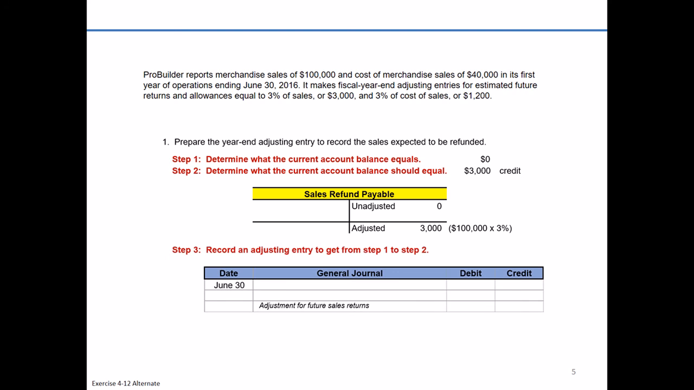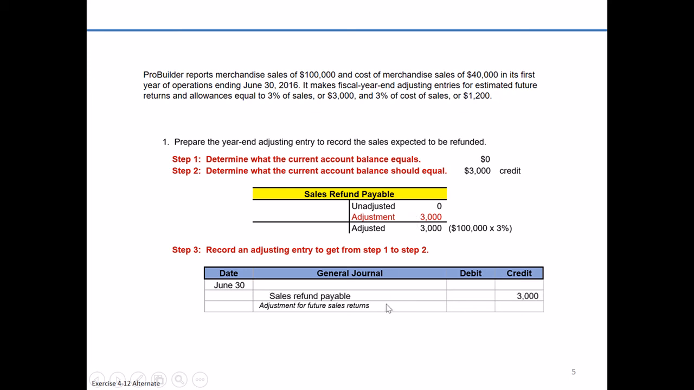Let's start to build our journal entry as of June 30th. In order to get it there, we're going to have to credit sales refund payable for $3,000 so that we have a $3,000 balance. Again, if it wasn't the first year of operations, we may not necessarily be so lucky. What if a credit balance previously existed in this account of $1,000? Well, then we'd need to only credit it for an additional $2,000 to get it up to that $3,000 balance.